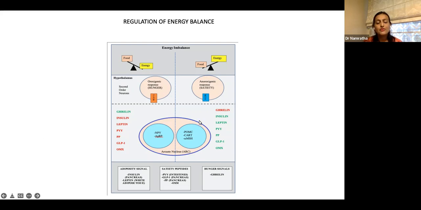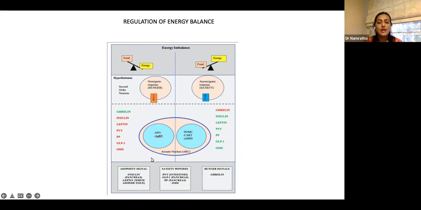So at any point of time, the relative balance between the hunger stimulating peptides and the satiety stimulating peptides is going to determine which of the neurohormonal signaling pathways are activated in the hypothalamus. So if the predominant stimulation is to the hunger pathway, then the individual tends to eat more food and consume less energy. Whereas if the predominant stimulation is towards the satiety pathway, the opposite happens.